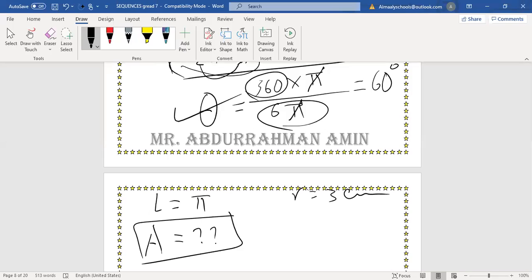Only I'm asking about the method. Is it going to be πr squared times the sector over 360? So first I'll find what? I will just write π and 3 squared multiplied by the sector over 360. Doctor, I don't have the central angle.